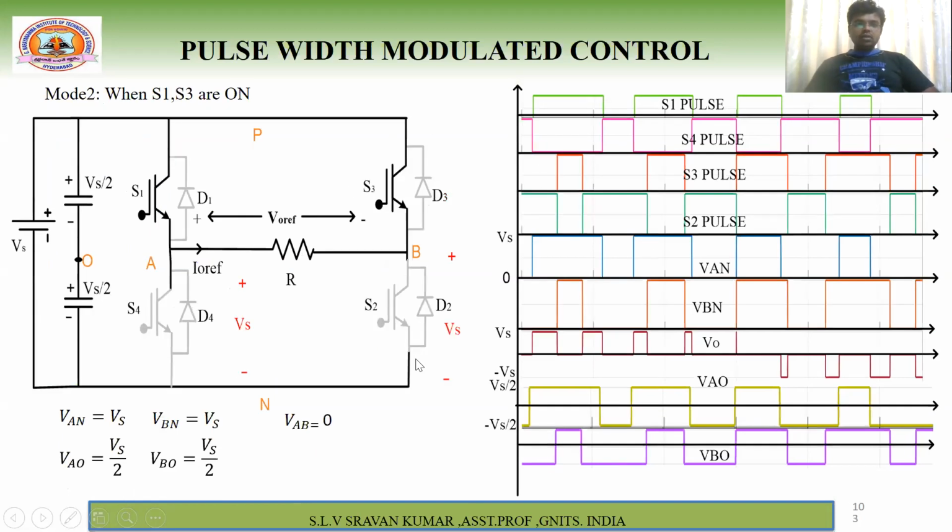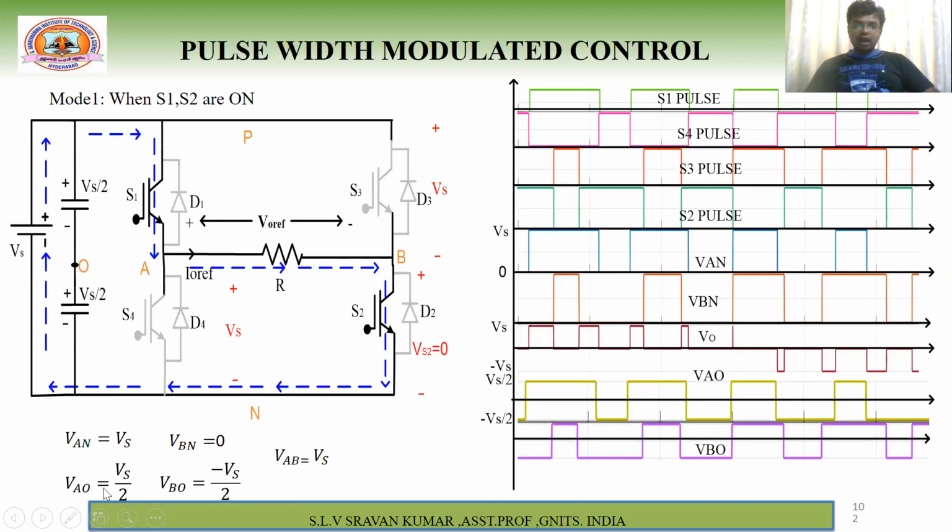So next one, when S1 and S3 are on state. Now see here, VAO and VBO both are Vs by 2. I told you clearly the opposite is valid when S1 and S2 are on state, because this is related to one leg and this is related to the other leg, but opposite arms. I mean, this is the upper switch and this is the lower switch. Understand what I am saying? For example, if it is also the upper switch, what happens? You will get plus Vs by 2 only. So now we'll discuss that one.